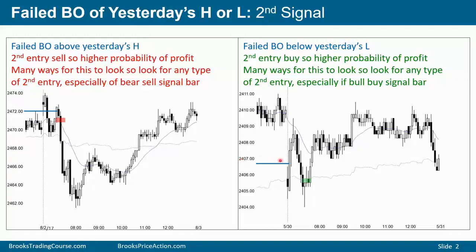This blue line is yesterday's low. The market traded below it and reversed up, but a bear bar, not a good buy signal bar, even though the market rallied pretty strongly. And then it broke below yesterday's low again here and reversed up again, and this time a decent looking bull bar, a bull bar closing on its high. That is a higher probability buy, buying on a stop above that high. Again, focus on the second reversal, and there are many ways it can happen. Sometimes the bars can be 10 bars apart, sometimes just 2 or 3 bars apart.